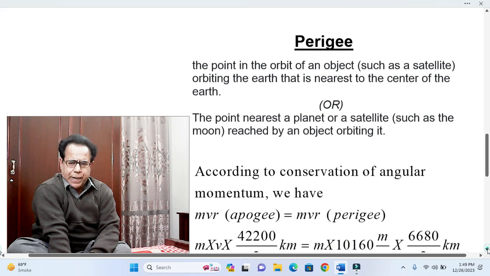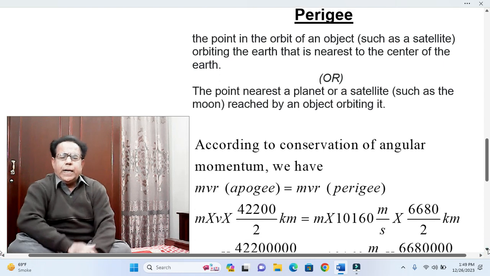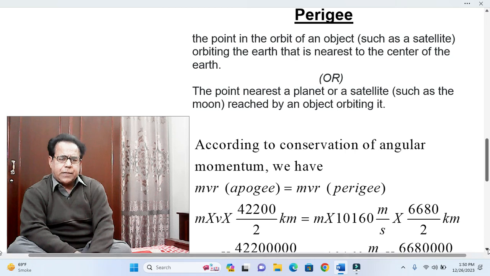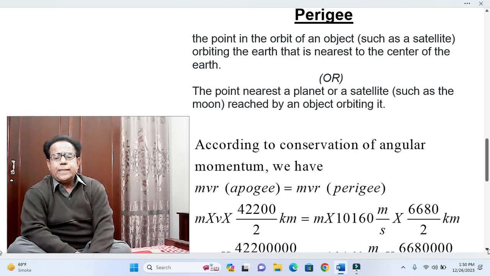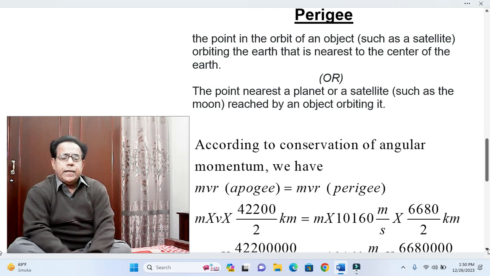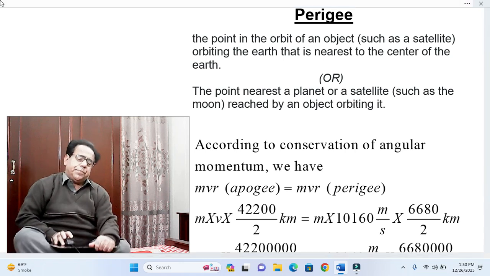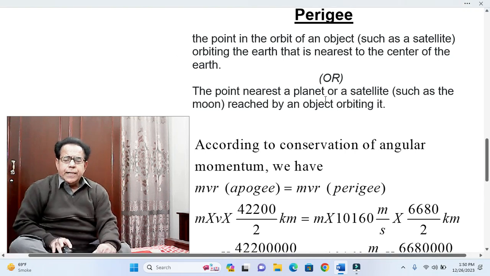Okay, now perigee. Perigee is the point in the orbit of an object such as a satellite orbiting the Earth that is nearest to the center of the Earth. Or an alternate sense is the point nearest a planet or a satellite such as the moon, reached by an object orbiting it. Okay. Dear student, now we are going to solve this problem in a regular, formal manner.